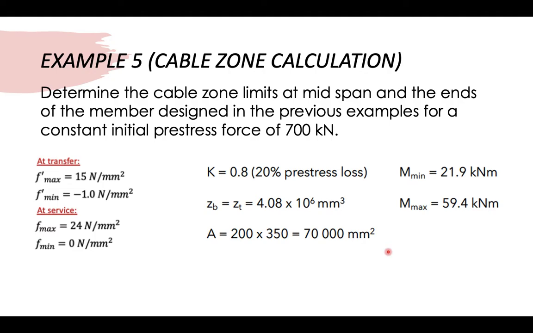So we have example 5 for cable zone calculation. Determine the cable zone limits at midspan and the ends of the member designed in the previous examples, for a constant initial pre-stress force of 700 kilonewton. So we are already given this value of 700 kilonewton, which is selected based on the range that we have determined from the Magnel diagram construction. So we are going to use the similar design data that we have used previously. So we have the stress limits, then we also have the pre-stress loss, section moduli, the A value, then we also have moment minimum and moment maximum.